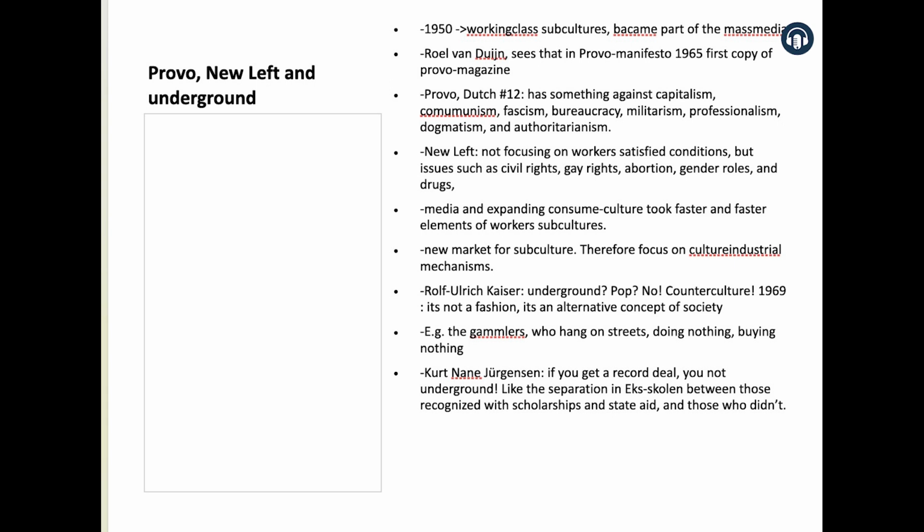In Rolf Kaiser's book Underground Pop, No Counterculture from 1969: it is not a fashion, it's an alternative concept of society we're interested in, e.g., the gamblers who hang on the street doing nothing, buying nothing. Kurt Narne Jürgensen: if you get a record deal, you're not underground, like the separation between those who are recognized by the art world and scholarships and state aid and so on, and those who aren't.